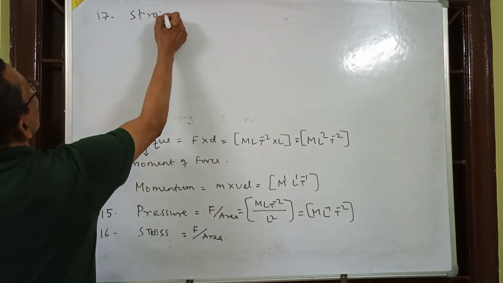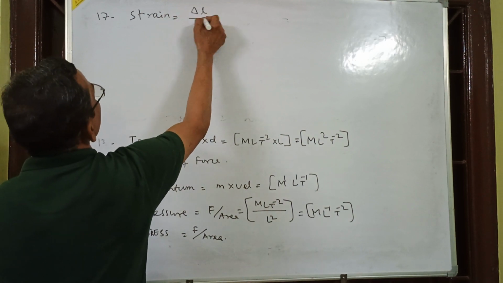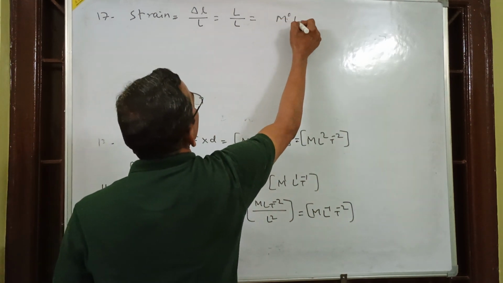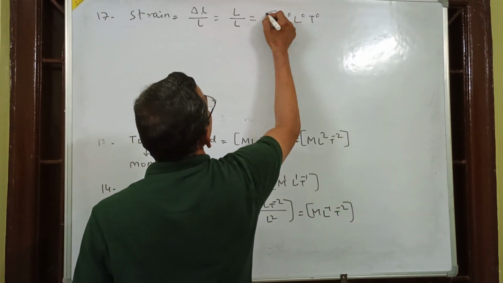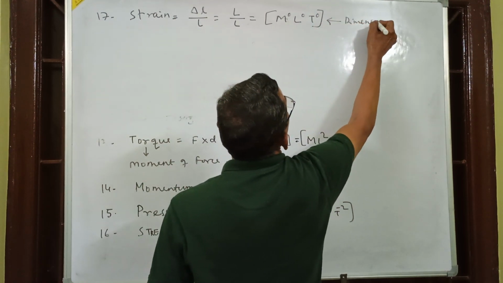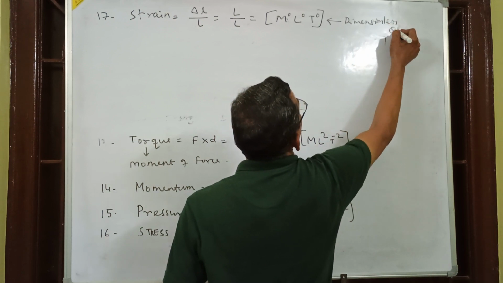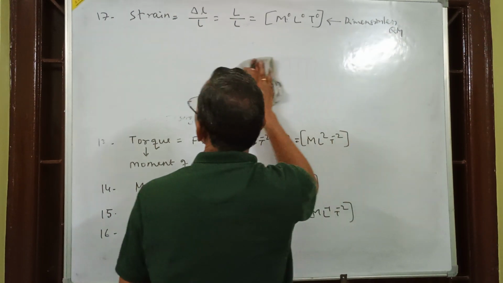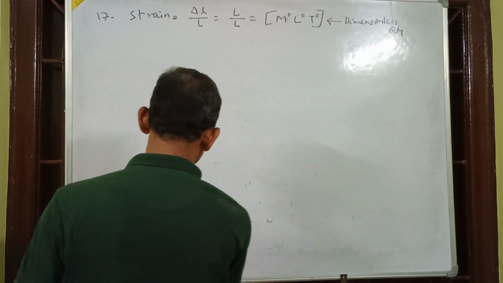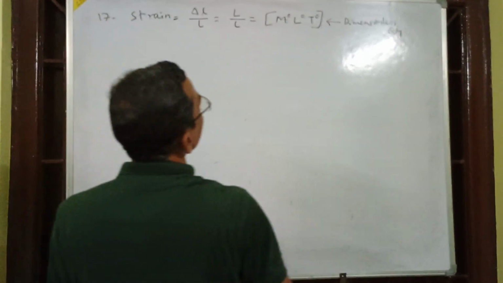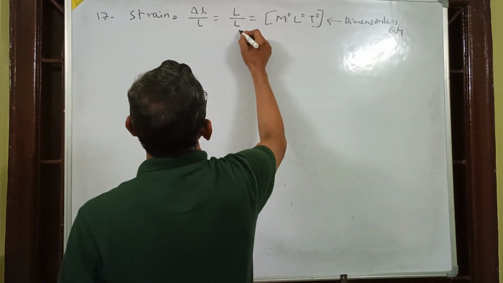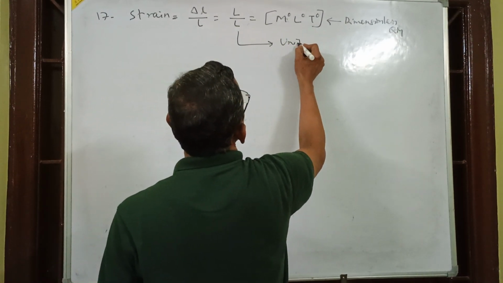Strain is change in length by length, that is L by L, or M^0 L^0 T^0. This is a dimensionless quantity, also a unitless quantity.